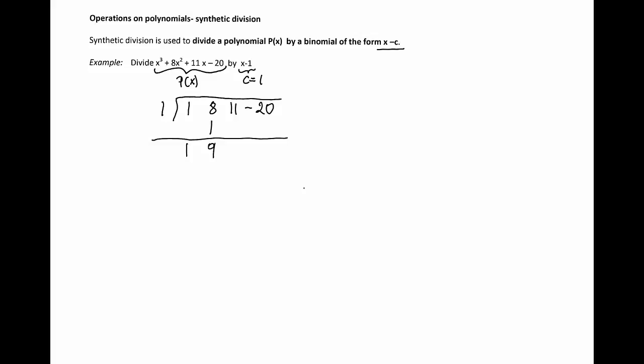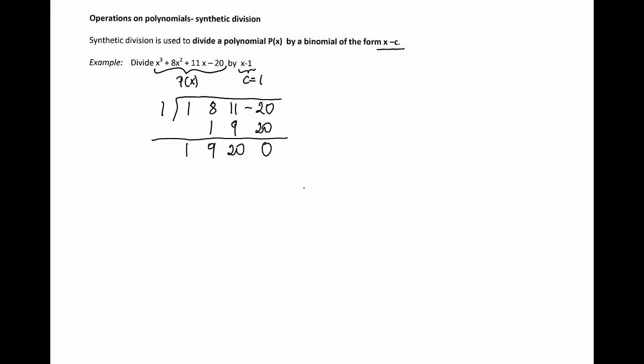And we'll repeat the process. We'll take 1, the c, multiply by 9, which is 9, and write it underneath the third coefficient. And then we'll add those coefficients. So we'll have here 20. And we do it again. 1, the c, multiply by 20, and write below the last coefficient, negative 20. And add those coefficients. That's going to be 0.